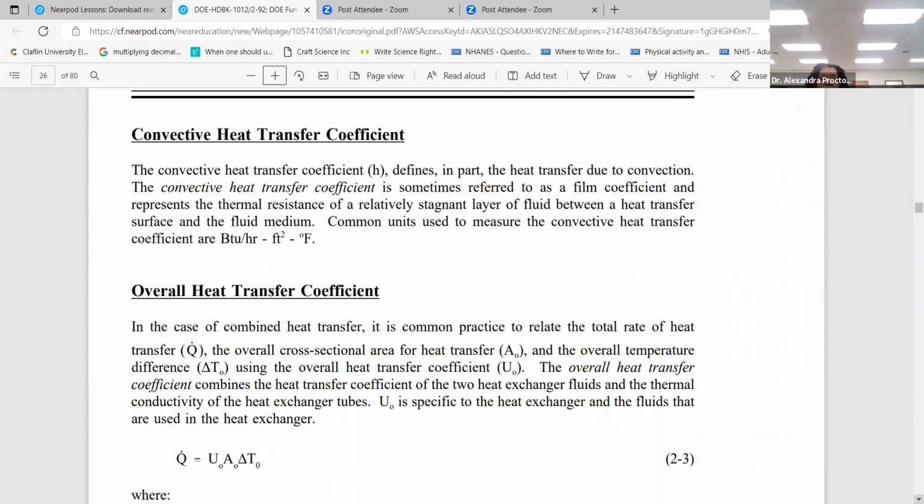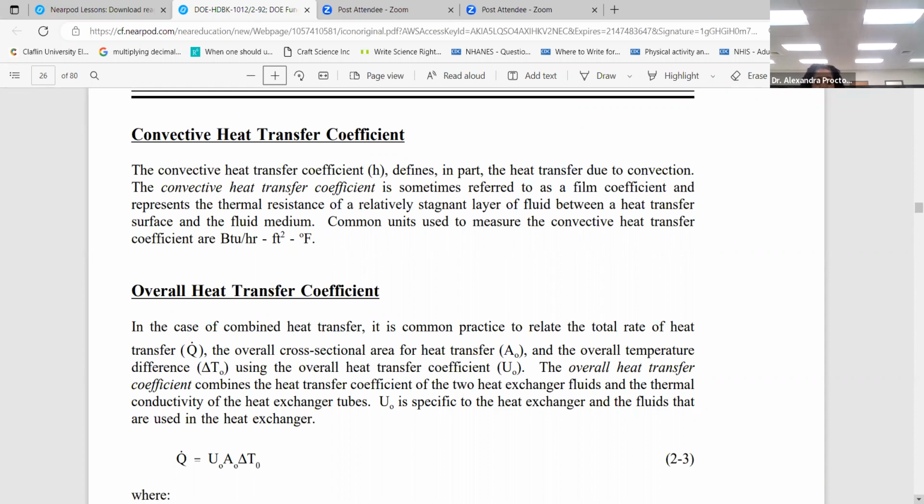Convective heat transfer coefficient. The convective heat transfer coefficient, H, defines in part heat transfer due to convection. It is sometimes referred to as the film coefficient, and it represents the thermal resistance of a relatively stagnant layer of fluid between a heat transfer surface and a fluid medium. The common units for the convective heat transfer coefficient are BTU per hour foot squared degree Fahrenheit.